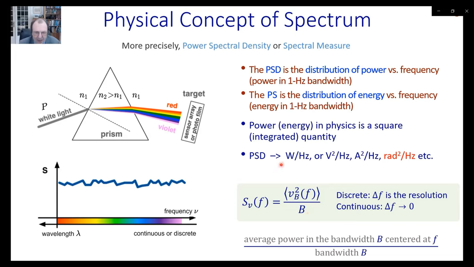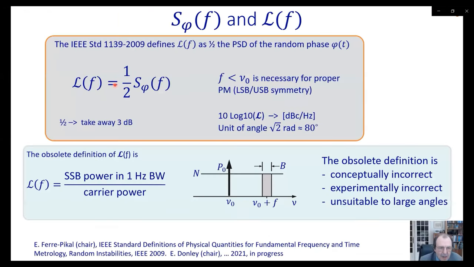The power spectral density can have the dimension of watts per hertz, or in the case of most electrical instruments, volts squared per hertz with an FFT spectrum analyzer, or in our specific case, radians squared per hertz if we measure a phase fluctuation. So the spectrum, the power spectral density of the phase phi, should be the preferred quantity.